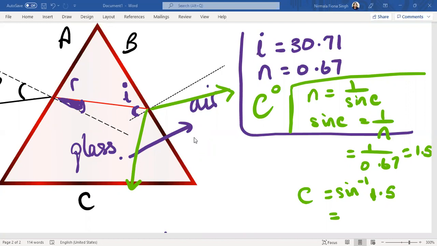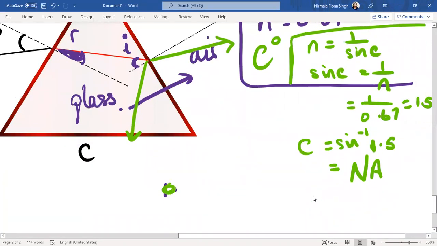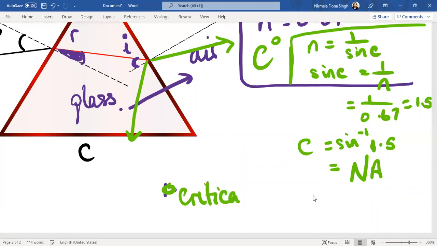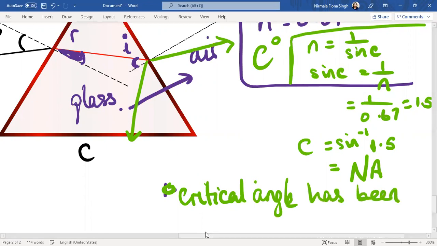All right, so this is the way maths works. You cannot find the inverse sine of a number greater than 1. So what this means, let's just take it right on this note: not available or not applicable. So this means here, critical angle has been exceeded.